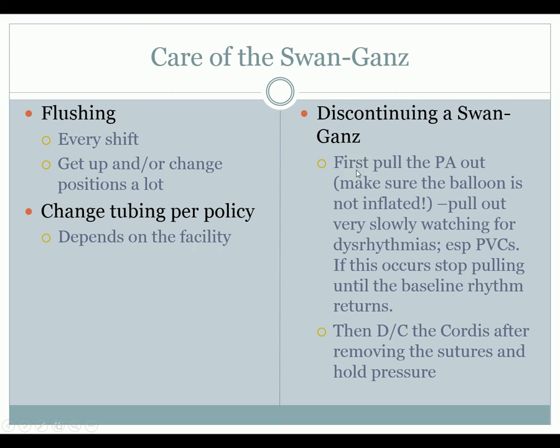And discontinuing a Swan-Ganz, the first thing you want to do, of course, is pull out the pulmonary artery cath from the cordis. And always make sure that balloon is not inflated. So I always double check, get air, make sure I pull back to make sure there is no air in it. As you're pulling the pulmonary artery cath out, you want to pull it out very, very slowly, because you have to watch that monitor for dysrhythmias, especially PVCs. If this occurs, you want to stop pulling until the baseline rhythm returns. Then you can DC the cordis after removing the sutures and hold pressure.